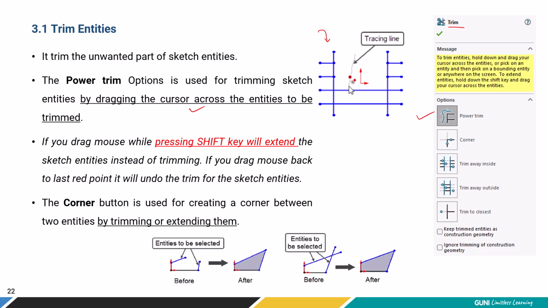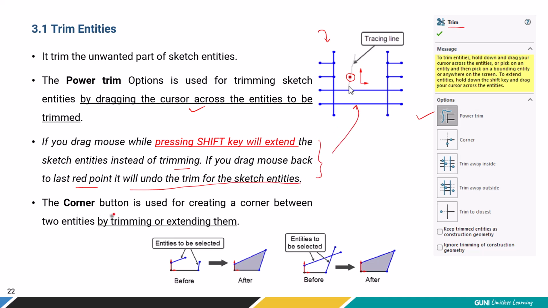When you drag across, you will see a red square. If you go back to the red square, it will undo the trimming operations. So the red square will give you options to undo. Now, if you drag the mouse and press the shift key, instead of trimming, it will work like an extend command. So if you drag the mouse while pressing the shift key, it will extend the sketch entity instead of trimming. If you drag the mouse back to the last red point, it will undo the trim, as shown over here.